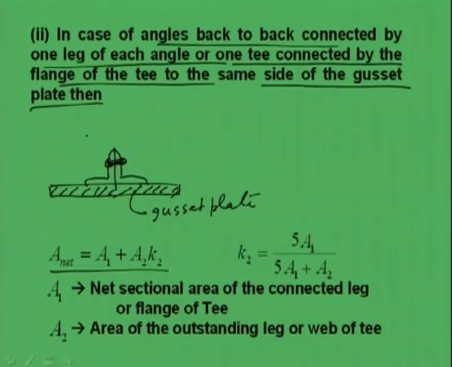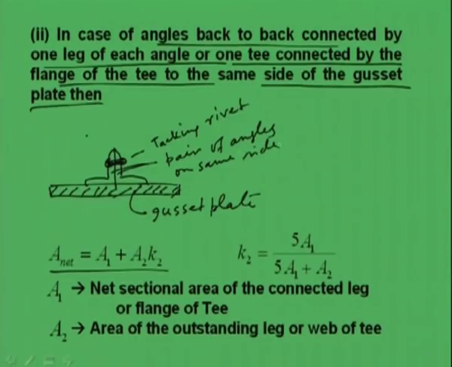If so, then I can find out the net area. Net area is equal to A1 plus K2 into A2, where K2 will be 5A1 by 5A1 plus A2. This is called the tacking rivet, and these are the pair of angles, right, on the same side. So if the angles are connected like this, then the net area of the section will be like this. A net is equal to A1 plus K2 into A2, where A1 is the net sectional area of the connected leg or flange of T.